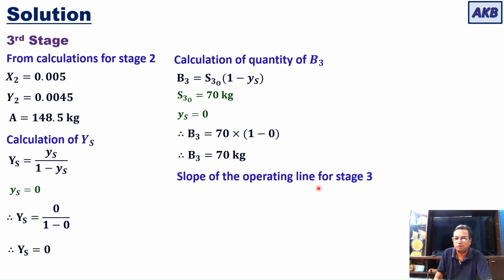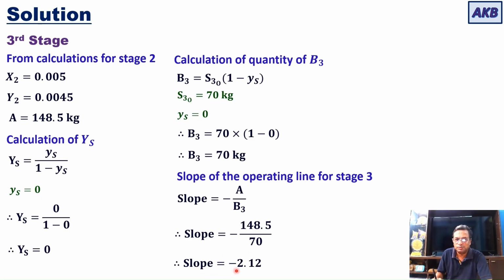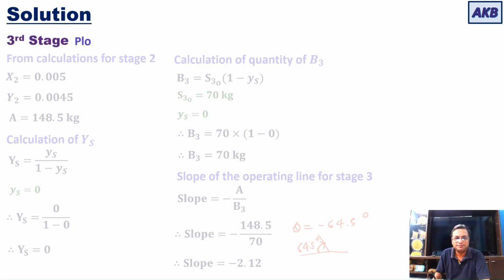Now let us calculate the slope of the operating line for stage 3. So the slope is minus A upon B3, that is minus 148.5 divided by 70, that gives a slope, again, of minus 2.12, same slope. Slope for every operating line is the same. That means the angle in this case is minus 64.5 degree. So the line will be making an angle of 64.5 degree. Okay, now next we will be plotting this line.